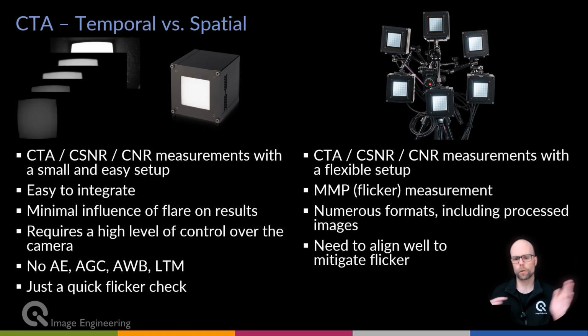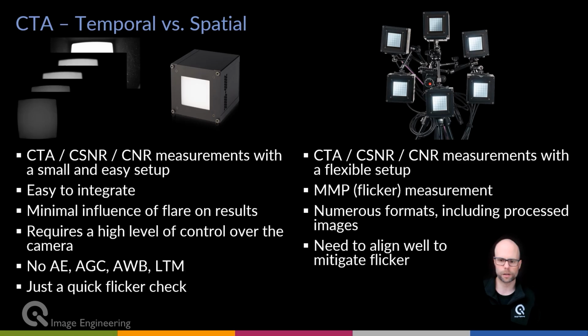So for that, there is the spatial recording setup: the VLS with multiple light sources and then with test targets on top of that. So also with that, you measure CTA, CSNR, CNR with a very flexible setup. Additionally, you can also easily measure the MMP, a flicker measurement we're going to talk about later. With that setup, you can test all sorts of images, including processed images.